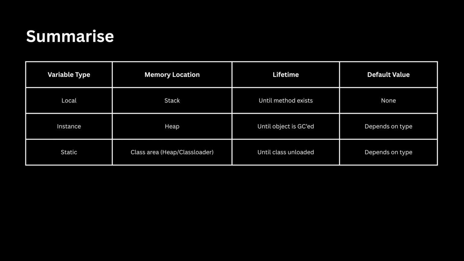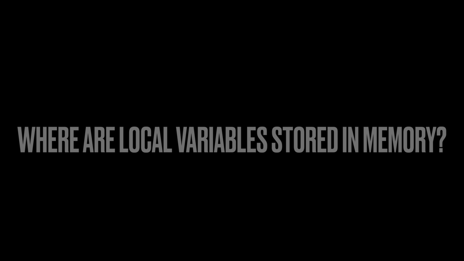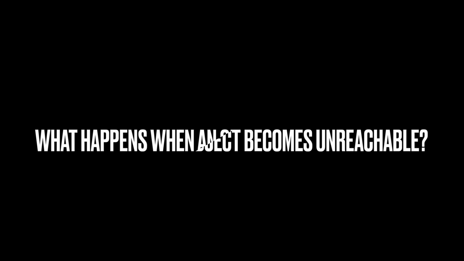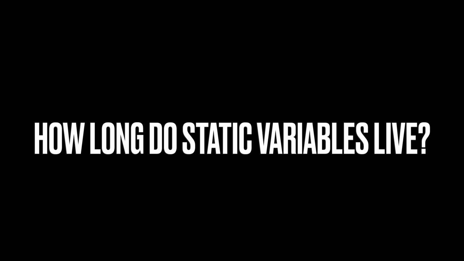Now there could be some questions asked on these topics. One of the questions could be, where are local variables stored in memory? It should be stack. What is the difference between primitive and reference types? Primitives hold a value as in the data itself, but a reference type doesn't. It just holds the reference of the already created object in the heap. What happens when an object becomes unreachable? That would be garbage collected, right? How long do static variables live? They will live as long as the class exists. When it dies, then the static variable also dies.